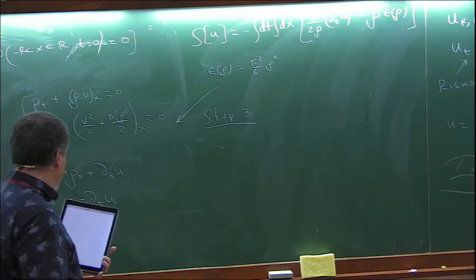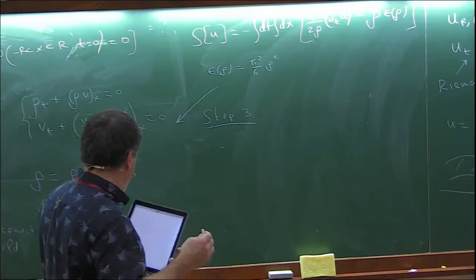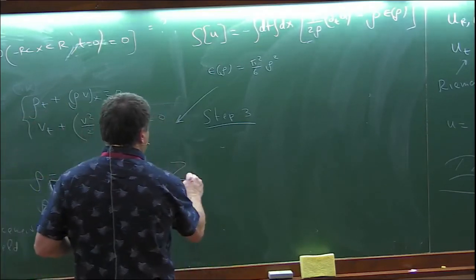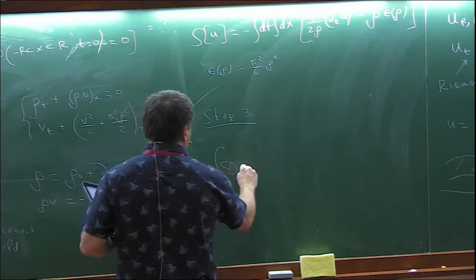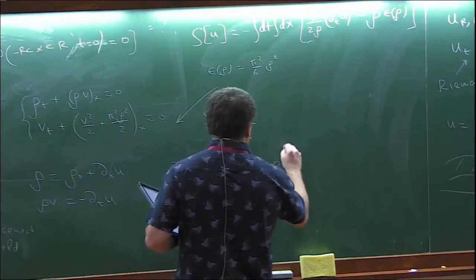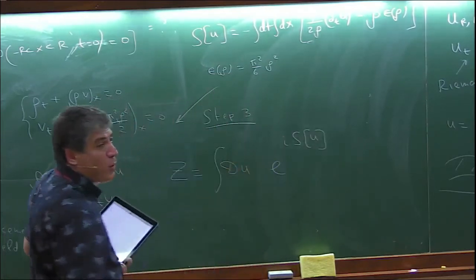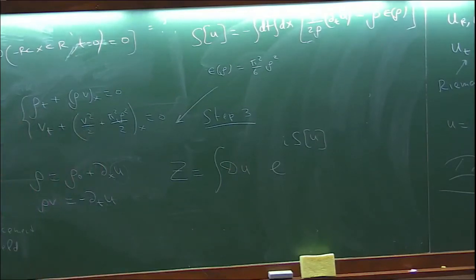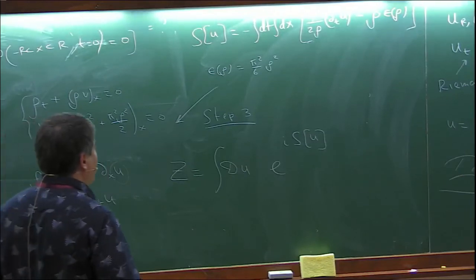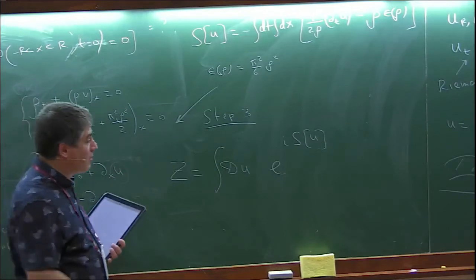Okay. Step 3, let me quantize. I'm talking about quantum fluctuations, so I really need quantum mechanics. So let me quantize this and write that the partition function equals the integral over all possible evolutions of the displacement field, functional integral, of e to the i S of u, where S of u is this one. Okay? So I quantized hydrodynamics. Well, quantizing hydrodynamics is a notoriously difficult problem.